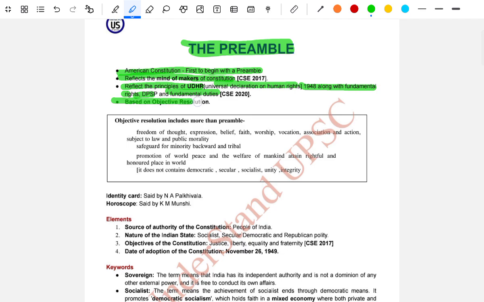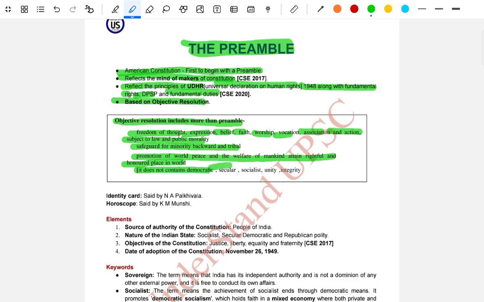It is based on the Objective Resolution. The Objective Resolution includes more than the preamble: the freedom of thought, expression, belief, faith, worship, vocation, association, and action, subject to the law and public morality; the safeguard for the minorities, backward and tribal areas; and the promotion of world peace and the welfare of mankind, to attain the rightful and honoured place of the world.